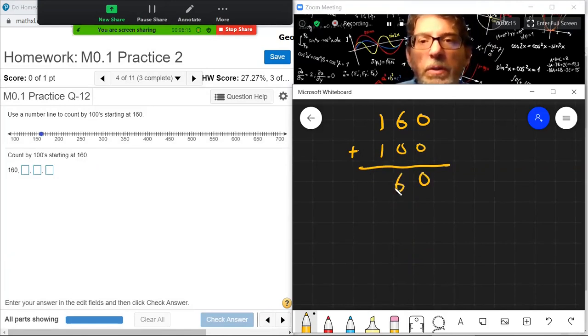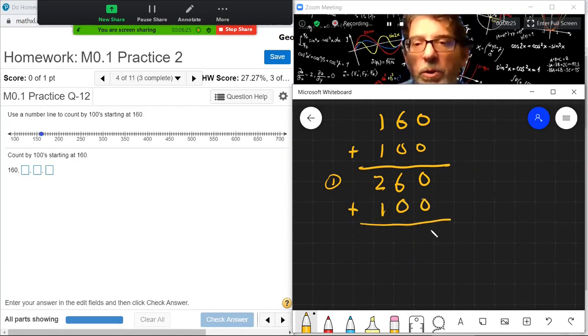0, 6, 2. It's our first answer. We're going to skip forward another 100. 0 plus 0 is 0. 6 plus 0 is 6. 2 plus 1 is 3. Our second answer.